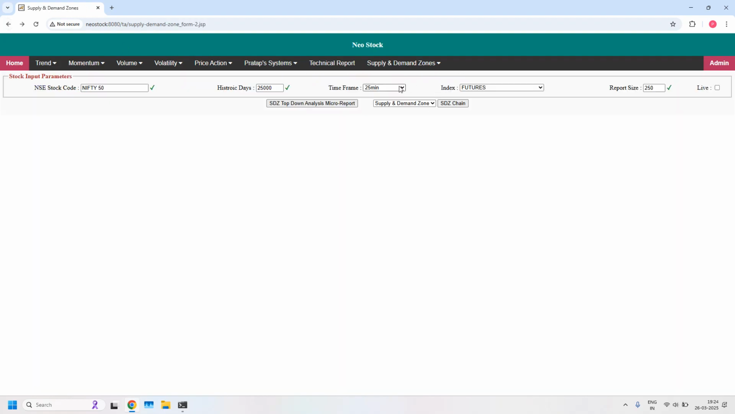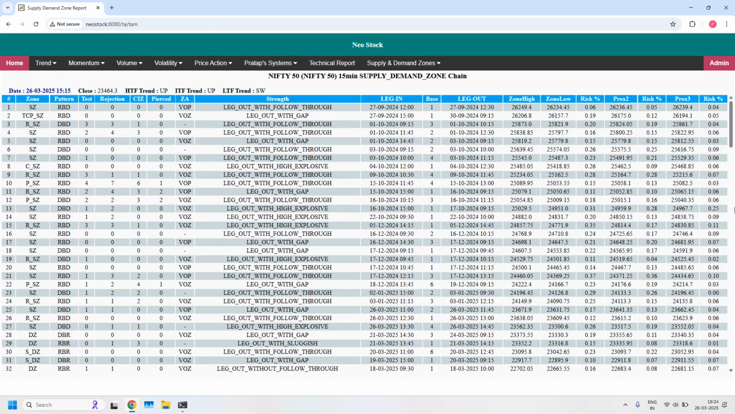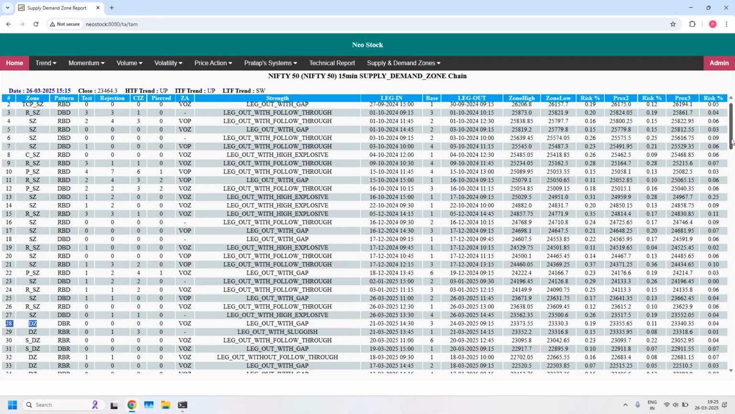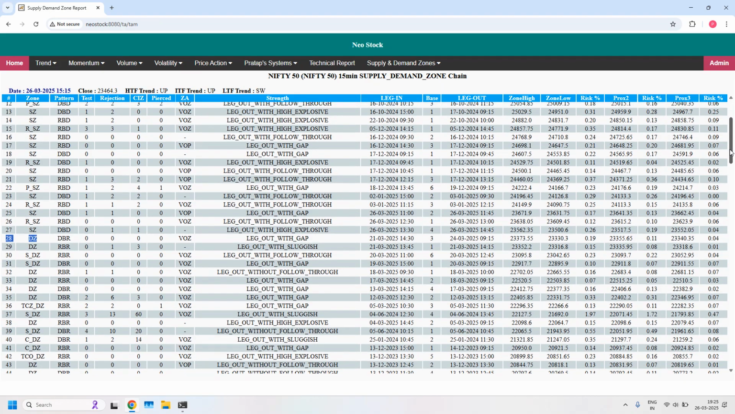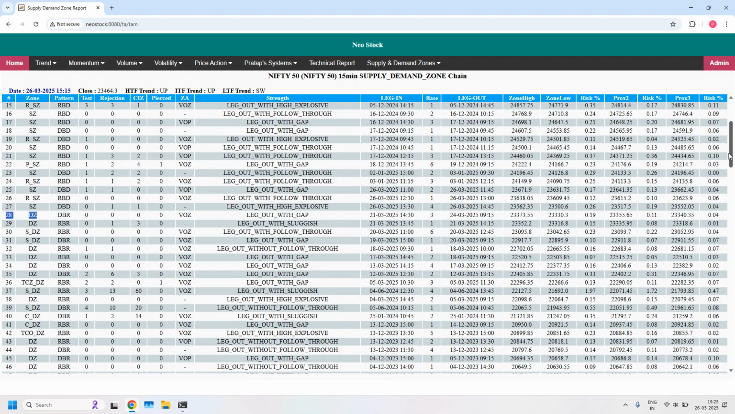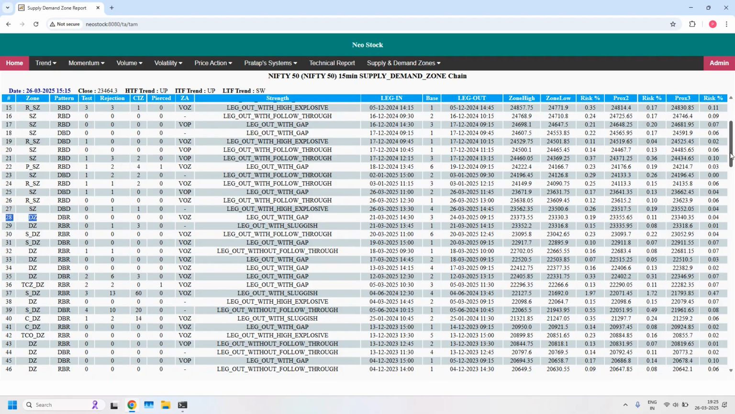Next, generating 15 minutes supply demand zone chain for Nifty. The nearest demand zone to the current closing price is at 28. So let me put it in the center. Okay.